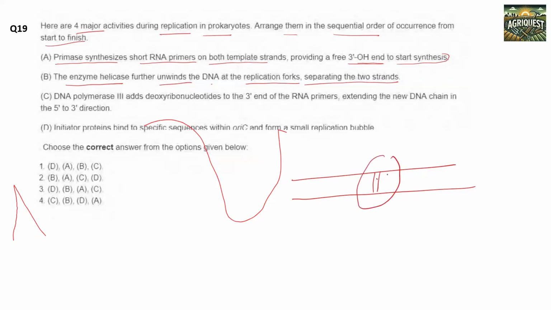After the initiator protein binds, helicase functions. So this will be the first, this is the second. After that the primase enzyme produces the RNA primer. After that, DNA polymerase comes and adds the deoxyribonucleotides. So the correct answer is D first, then B, then A, then C. DBAC. So the third option is correct.